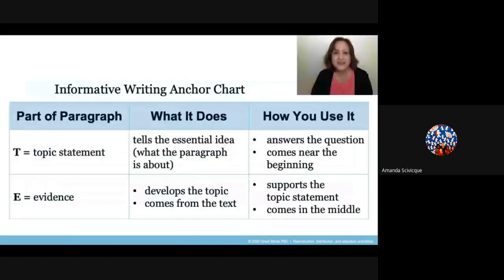Today you'll write a paragraph about how little yellow leaf changes. As you write your paragraph, you'll be sure to include evidence from the beginning, the middle, and that's right, the end of the story as well. Remember, evidence develops the topic and it comes from the text.